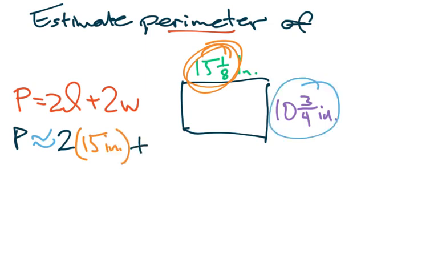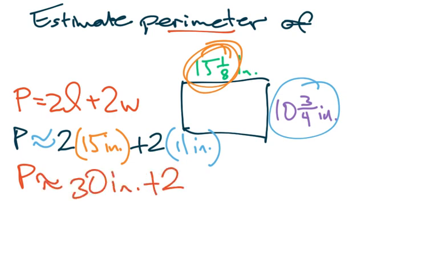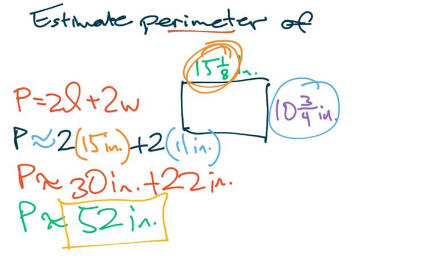Then we think about our width. It's at 10 3/4. 3/4 is clearly greater than 1/2. I mean, think of cake. So I'd round up to the nearest whole, which would be 11. And then I do my math. P is approximately equal to 2 times 15 inches is 30 inches. 2 times 11 inches is 22 inches. Then I bring those together. P is approximately 52 inches. Approximately, right? That's about it.